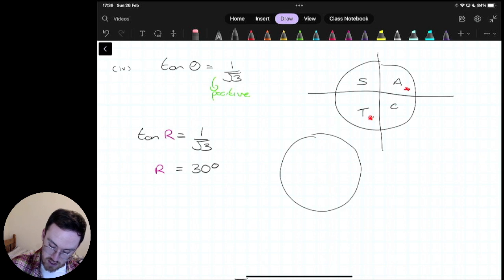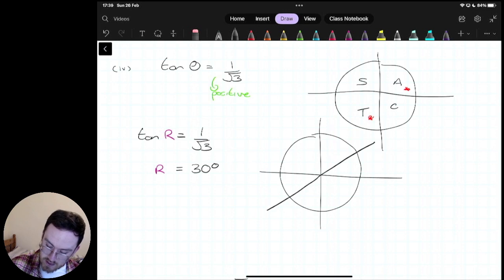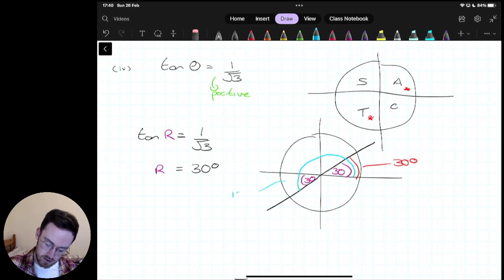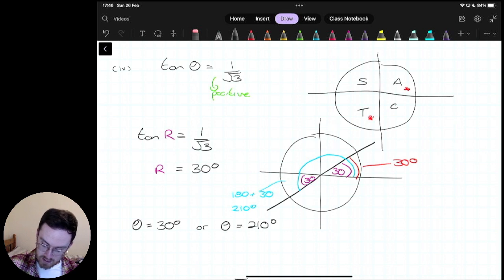I can draw my sketch then. So we're following the same method each time. I know my answer is going to be in this quadrant and this quadrant. Fill in my reference angle, 30 degrees. And then first of all, my first answer is simply the reference angle that I have, because we said that from the start. Your reference angle is essentially the angle in the first quadrant that you're comparing it to, so that's 30 degrees, and the second angle then going round is going to be 180 plus 30, which is 210 degrees. So theta is 30 degrees, or theta is 210 degrees.